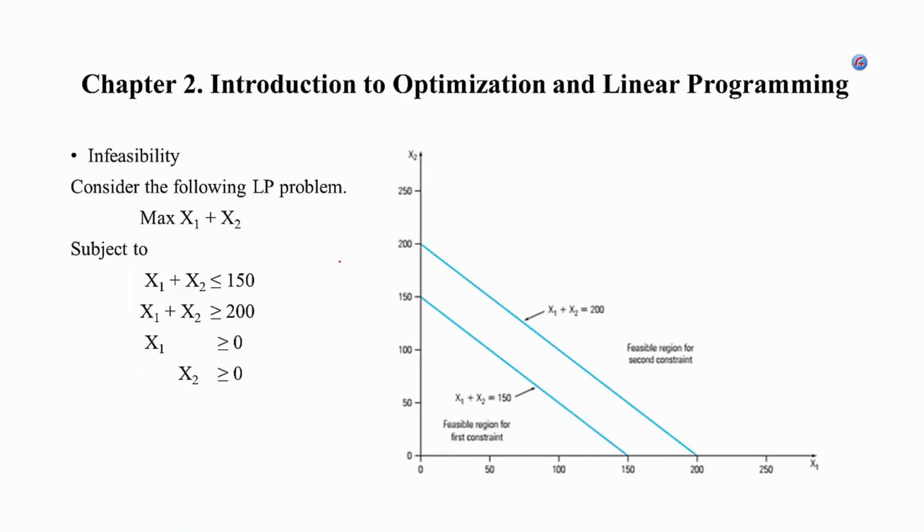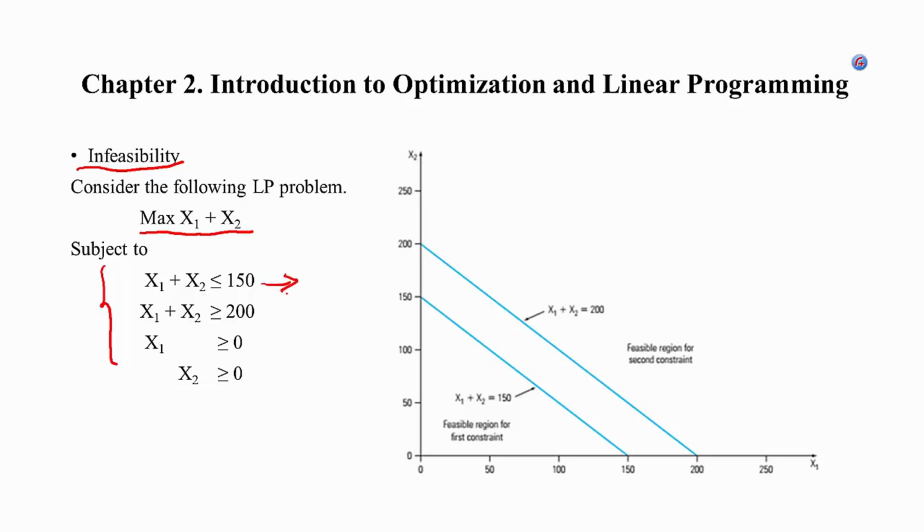Also, we have another possible scenario where we do not have any feasible area. In this case, we call it infeasibility. It means that the constraints are such that we don't have any points that satisfy all the constraints. Let's have an example. Let's say we have the objective function, maximization of x1 plus x2, and the constraint is x1 plus x2 is less than or equal to 150, and the second constraint is x1 plus x2 greater than or equal to 200. So let's plot the first constraint.